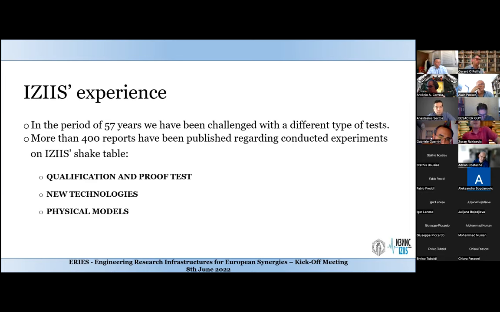We have more than 57 years of experience in dynamic and shake table testing, because even prior to 1980 there was a laboratory in the old building of the institute, with a single component shake table. In general, there are more than 400 local reports at the institute, which can be divided into three categories: qualification and proof tests of different types of devices and equipment; new technologies such as dampers, seismic isolation systems, and non-structural components; and physical models for different purposes, mainly for proving analytical tests, research, investigation, and so on.